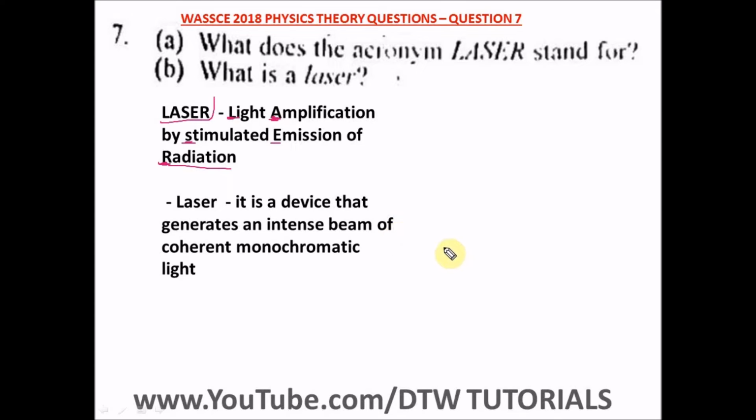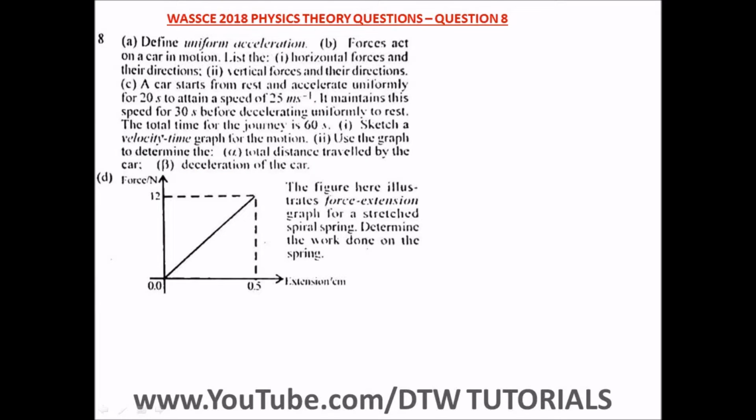So these are some examples of where a laser is being used. It is a device that generates an intense beam of coherent monochromatic light, and the acronym laser means light amplification by stimulated emission of what? Radiation. Question 8 of the WASSCE 2018 physics theory question.